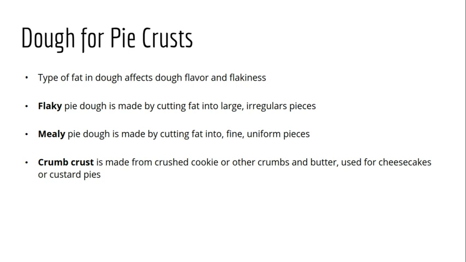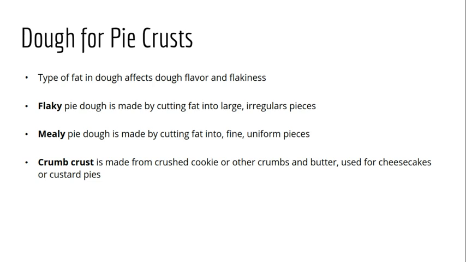How you incorporate the fat is we're going back to that biscuit mixing method, which we talked about in quick breads, but that's when you use the pastry cutter to cut the fat into your dry ingredients. And so, depending on how small you cut the fat, it makes two different types of pie dough. You have flaky pie dough, and that is a larger cut of fat into the dry ingredients. And then you have mealy pie dough, which is cutting the fat into smaller, finer, uniform pieces.